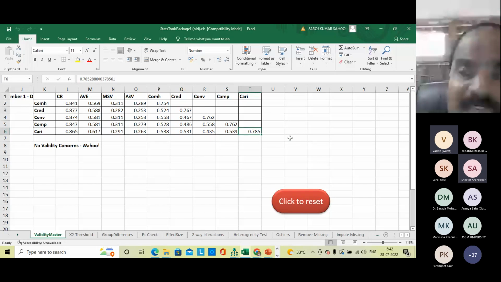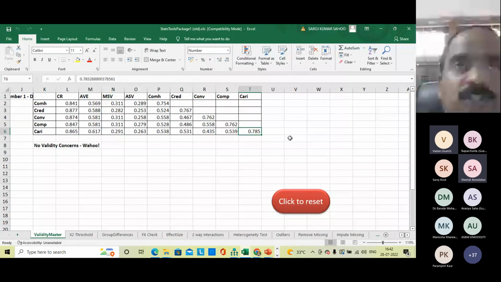So the entire thing is the second criterion of proving discriminant validity. What is that criterion? The off diagonal values must be less than the diagonal values. That means the interconstruct correlation must be less than the square root of AVE. So this criterion is proven. What was the first criterion? Both the MSV and ASV must be less than AVE. So both criteria of justifying discriminant validity are proven in my research.